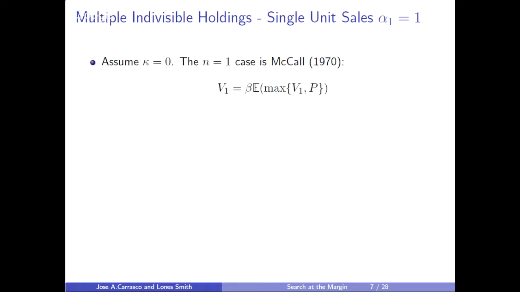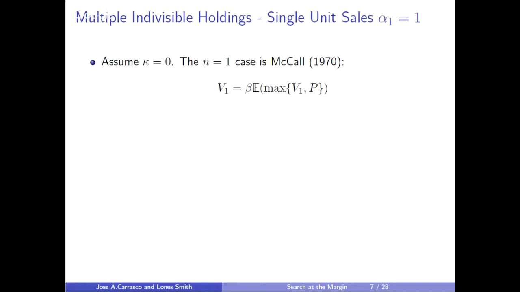The value of that house solves that equation, and I will explain why that is the case. The left side is the value of holding a house. How do I explain that value? Next period, I might meet someone, and that someone is going to offer me a price P for the house. That price might be anything, it's a random variable, so I take the expectation of the max. If the price is high enough, I sell. Otherwise, I keep the house.